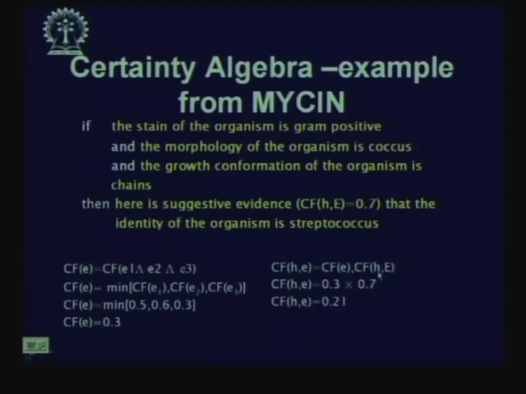That means, if these evidences were known for sure, then it would be 0.7, but unfortunately these evidences are known with a certainty of 0.3. So, ultimately the MYCIN inference machine will infer that the identity of the organism is Streptococcus with a confidence of 0.21.